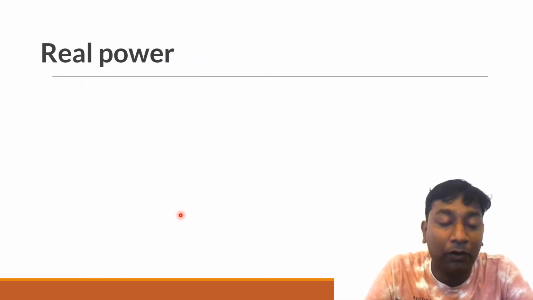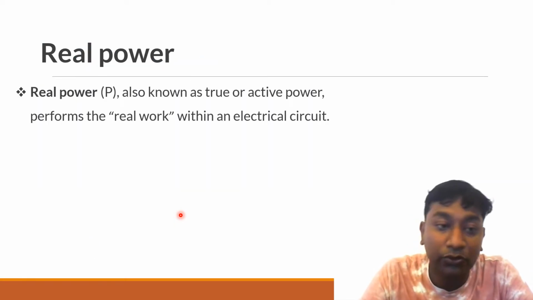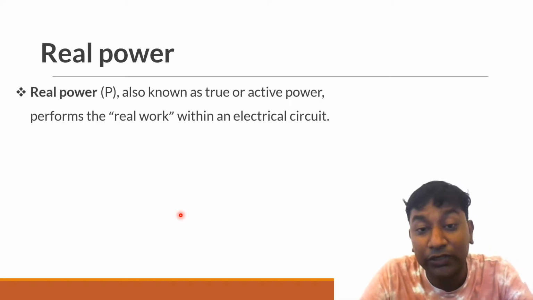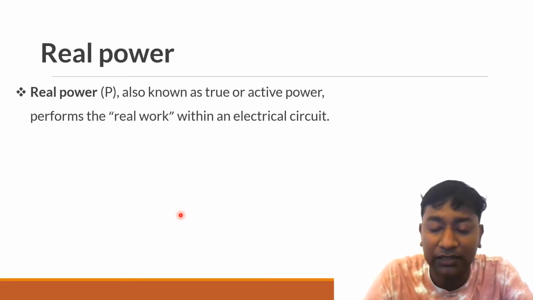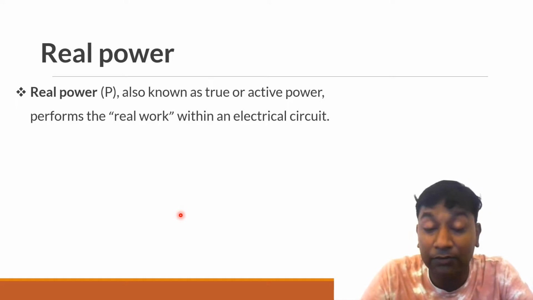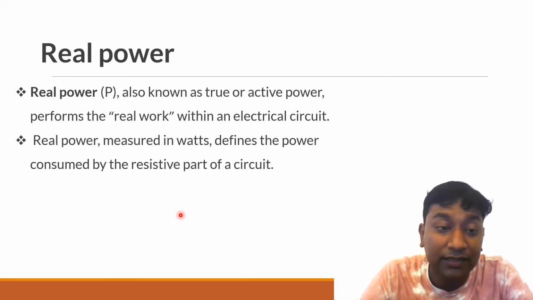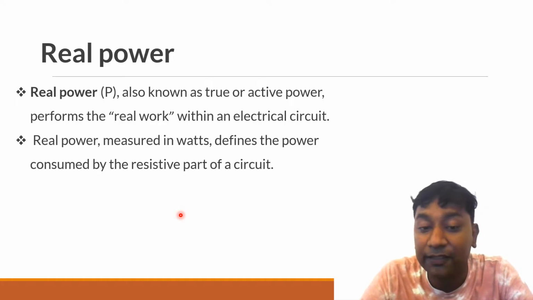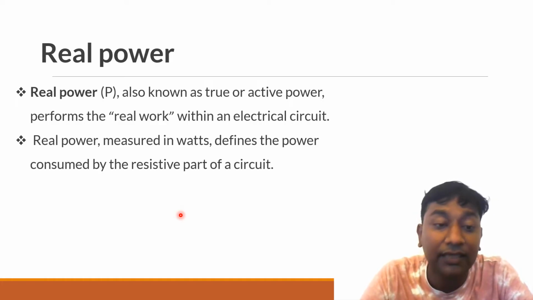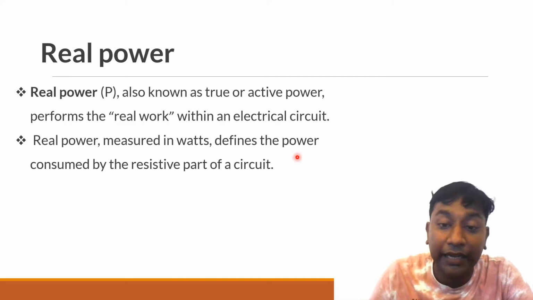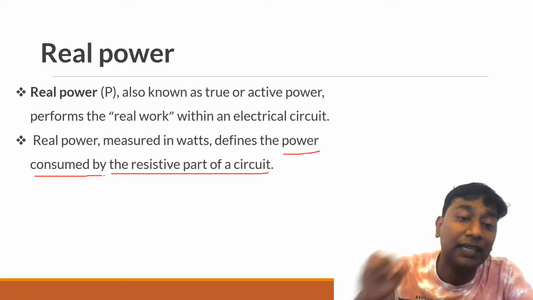Real power, also known as true or active power, performs the real work within an electrical circuit. That is available in DC circuits as well as AC circuits. Real power, measured in watts, defines the power consumed by the resistive part of a circuit, basically the resistance.